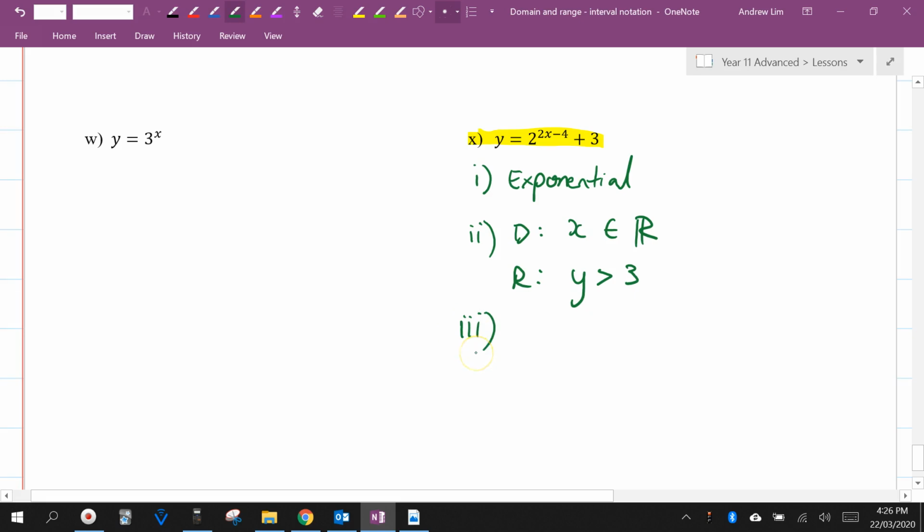So what does that look like in interval notation? Well, domain is from negative infinity to infinity, but range, it's greater than 3. So 3 is the smallest one, and it goes all the way to infinity. And we use a curved bracket here for 3 because there's no or equal to sign, so we don't include the 3. That's why we use a curved bracket.